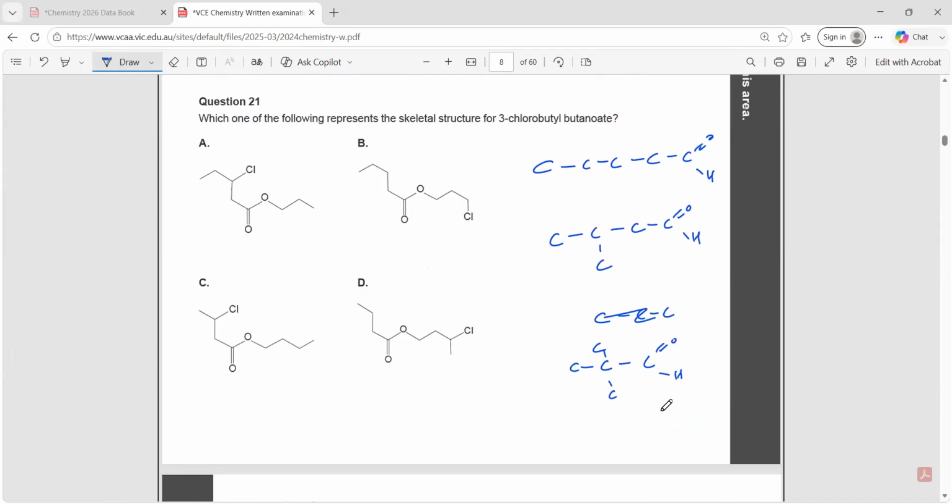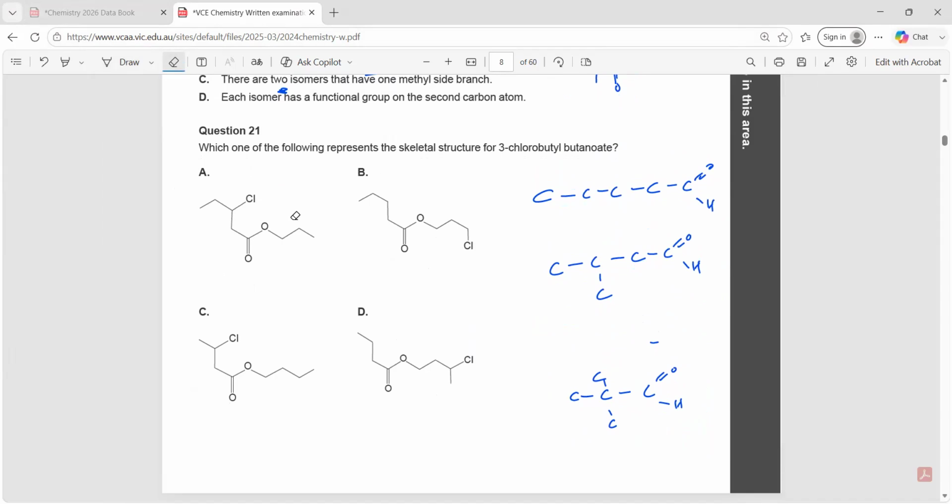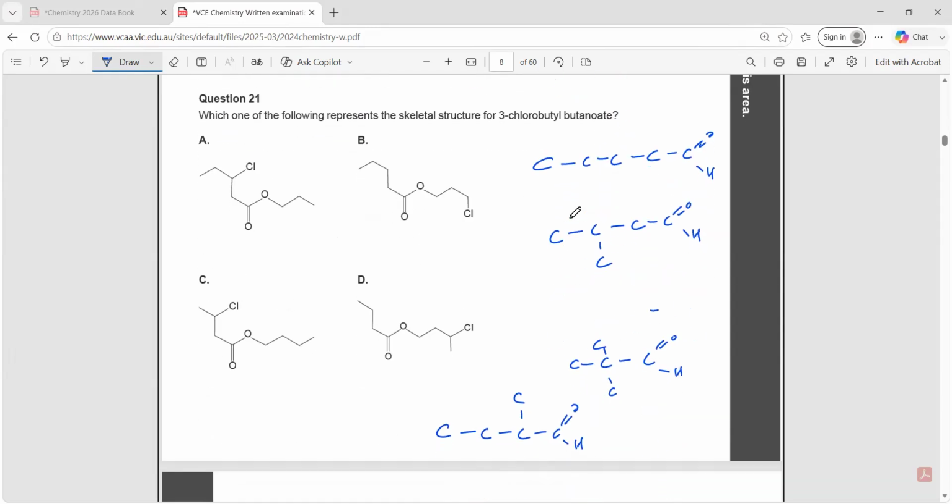So an ethyl side branch, I don't think so. Let me know if there's any others. Yeah. Okay. Cool. Or could there be one like here? Okay, that's four. All right. Okay, so there's definitely more than three isomers then.